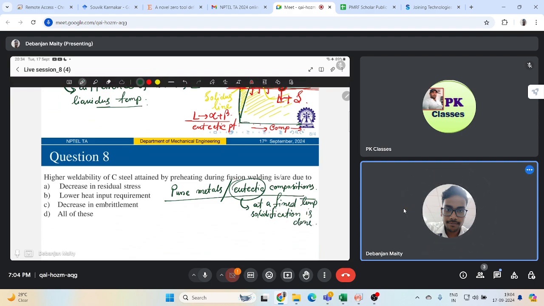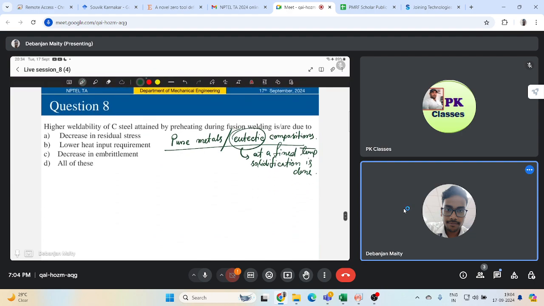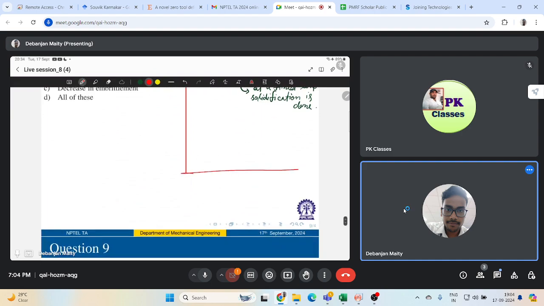Solidification is done. Basically, if you're having a narrow solidification temperature range, they will exhibit limited cracking tendency, right? So, if I increase my solidification temperature range, I will decrease my weldability.